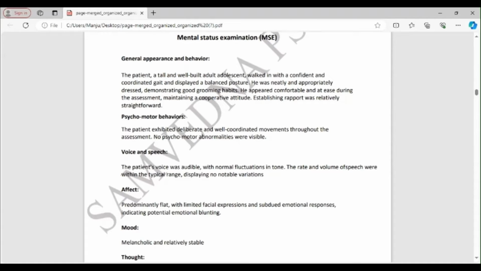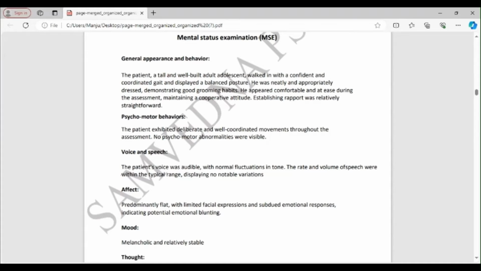Psychomotor behavior. The patient exhibited deliberate and well coordinated movements throughout the assessment. No psychomotor abnormalities were visible. Voice and speech. The patient's voice was audible within normal fluctuation in tone. The rate and volume of speech were within the typical range, displaying no notable variation.